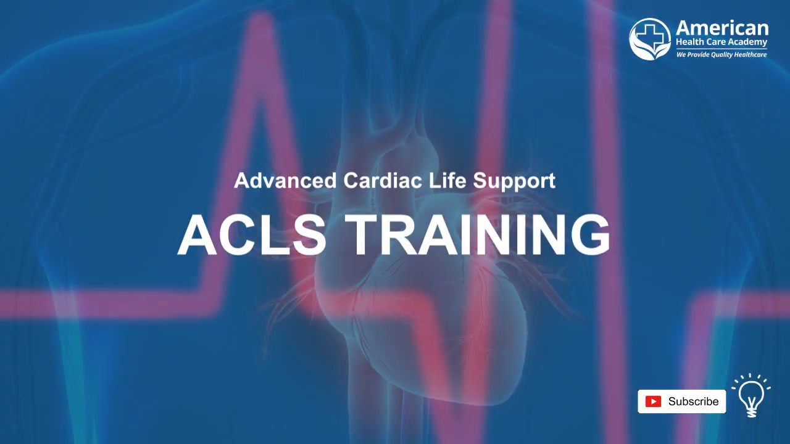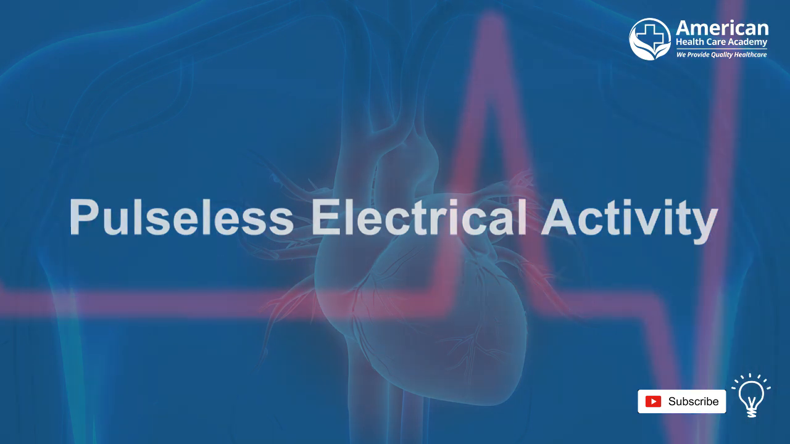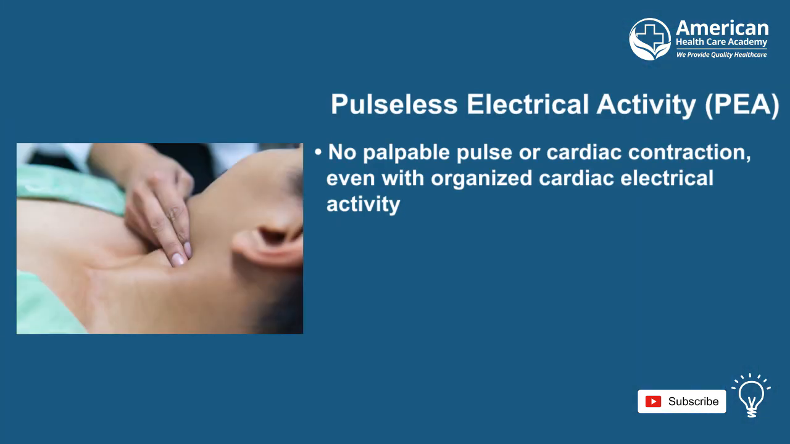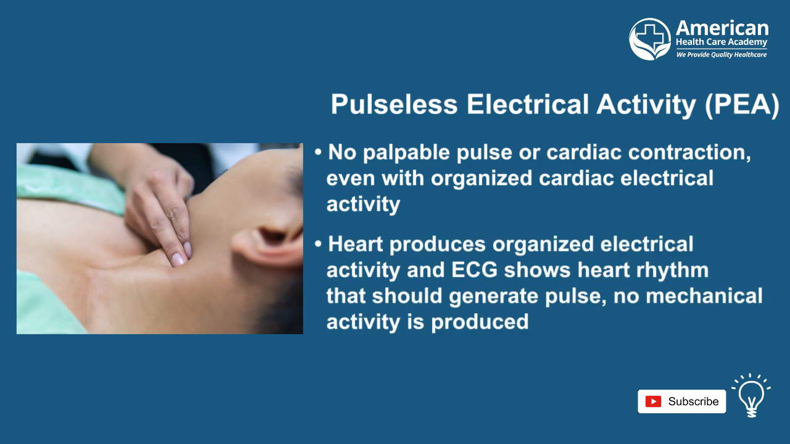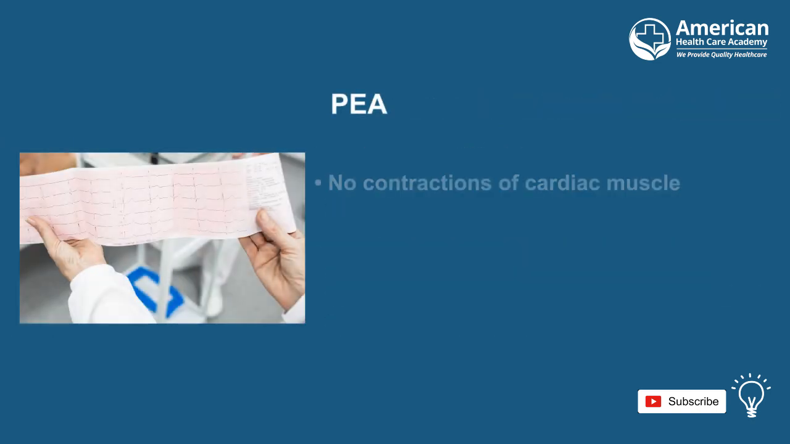Welcome to the Advanced Cardiac Life Support chapter on pulseless electrical activity. Pulseless electrical activity, also known as PEA, is the lack of palpable pulse or cardiac contraction, even with organized cardiac electrical activity. Even though the heart is producing organized electrical activity and the ECG displays a heart rhythm that should generate a pulse, no mechanical activity is produced. With PEA, there will be no contractions of the cardiac muscles.